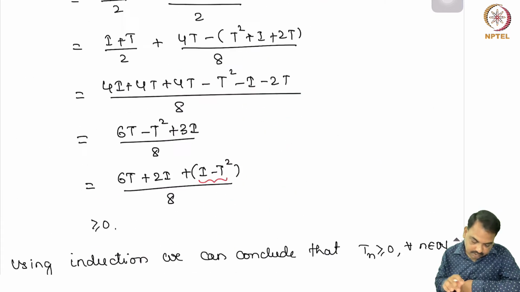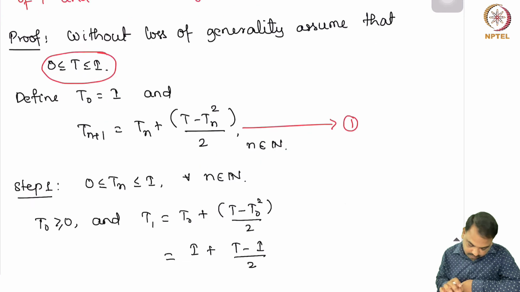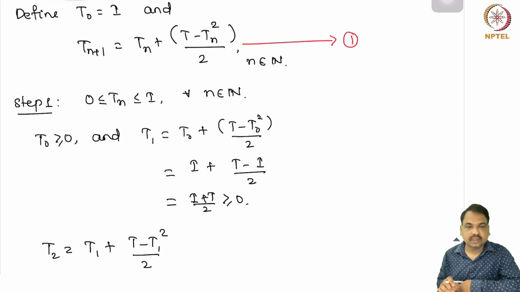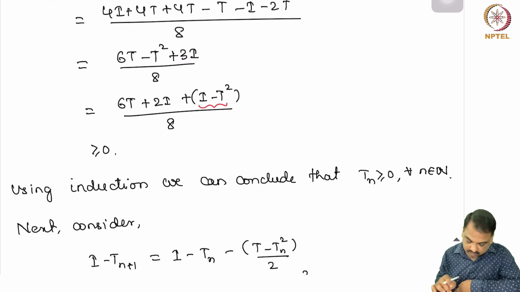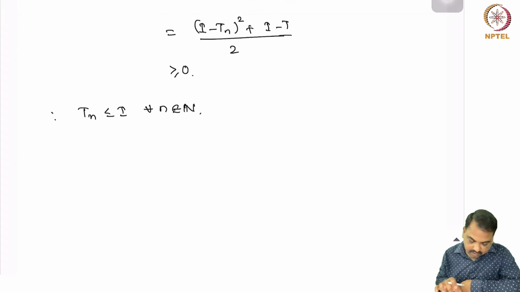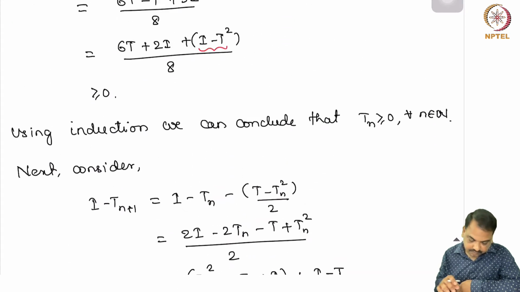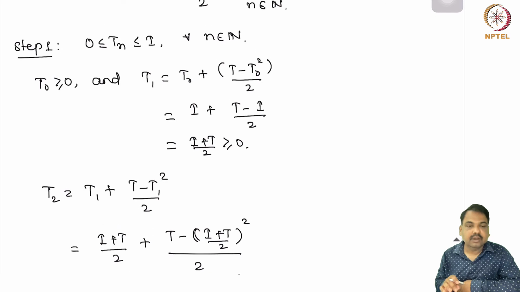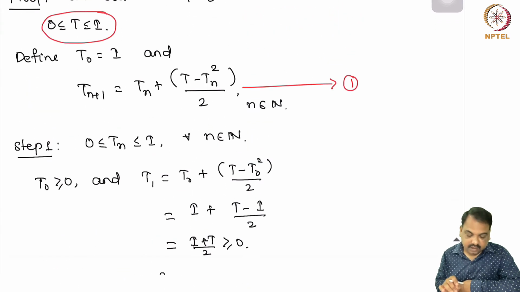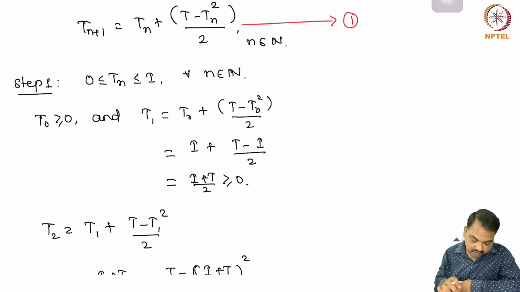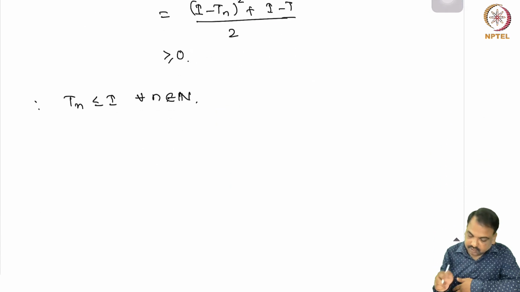So we have shown the first step, that is 0 less than or equal to Tn less than or equal to identity. Now we want to show that the Tn's are decreasing and bounded below by some self-adjoint operator. Then we can use the monotone convergence theorem. So let us look at step 2.